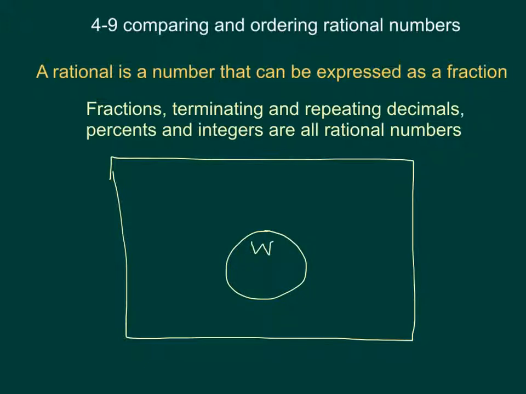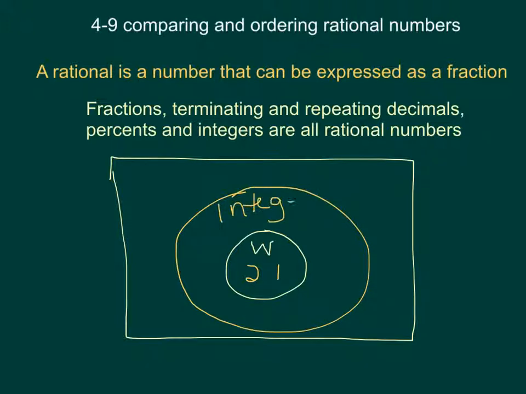So whole numbers such as 2, 1, 6, 11, and then outside of that is integers, which include whole numbers. So the integers include whole numbers, but integers also include negatives. So -3, -1, 1, 2, 3, 4, 5, and so on and so forth are integers. And then on the outside, you have your rational numbers.